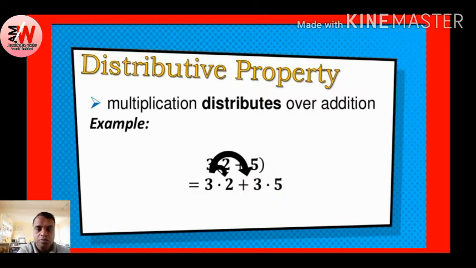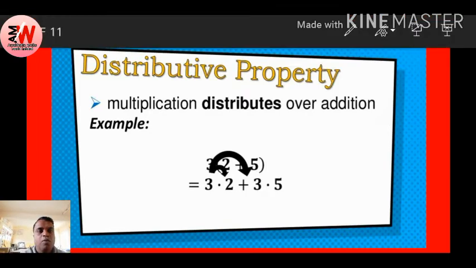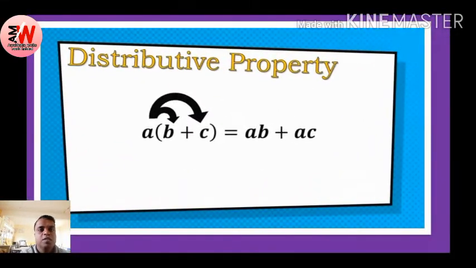This is called the distributive property for multiplication over addition; we use both of them. The formula for the distributive property is a into bracket b plus c, that is a into b plus a into c, equals ab plus ac. This is the distributive property for multiplication over addition.